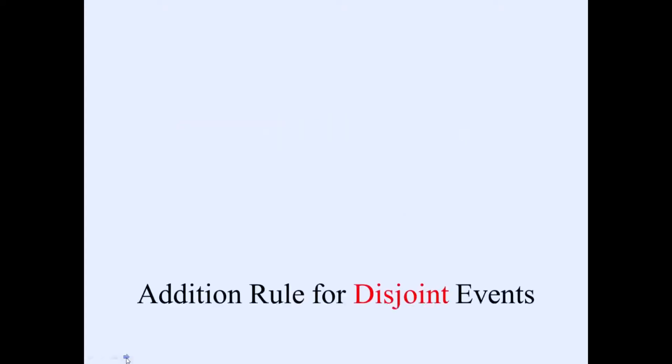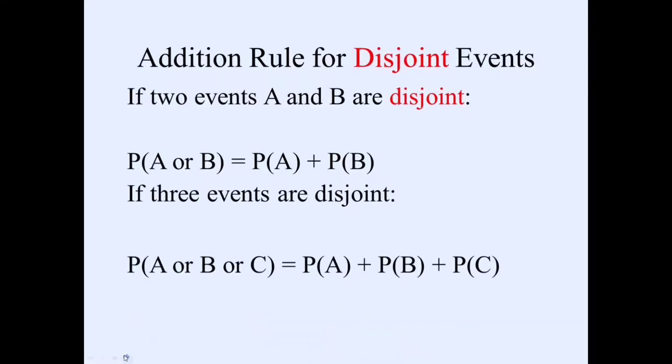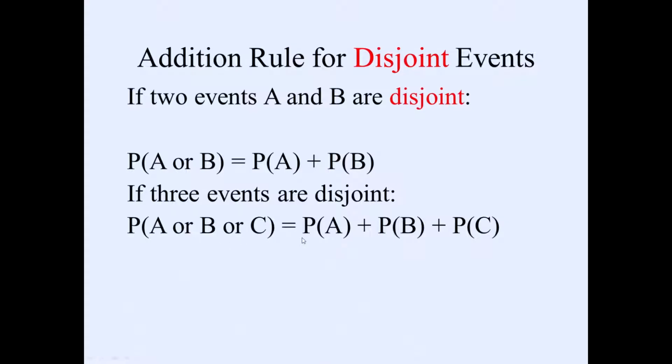So a quick review. Remember, this is the old formula. If you have the probability of A or B, perhaps A union B, that's just the probability of A plus the probability of B when the two events are disjoint. And you can extend it if you have three events that are disjoint. And so the probability of A or B or C, provided they can't happen at the same time, is just going to be the sum of the individual probabilities.